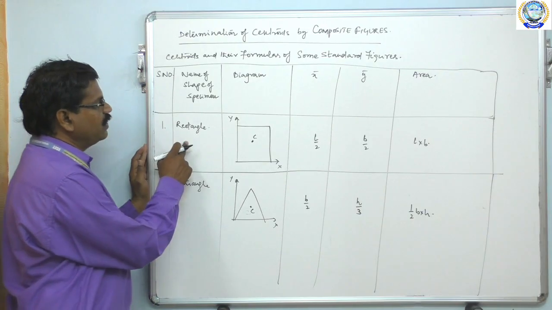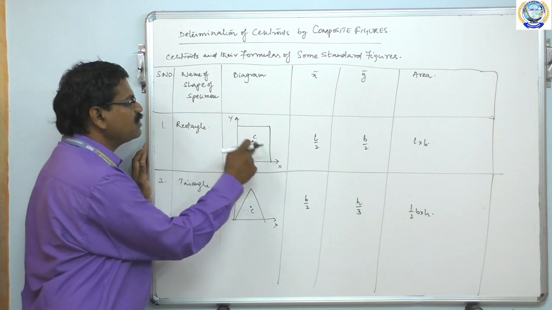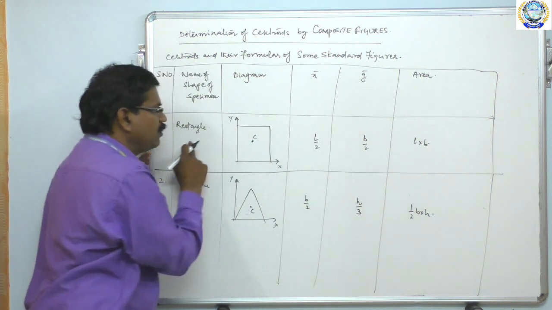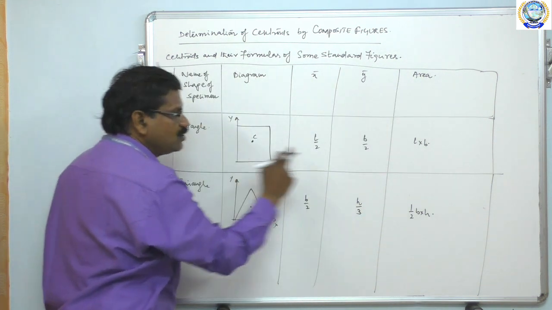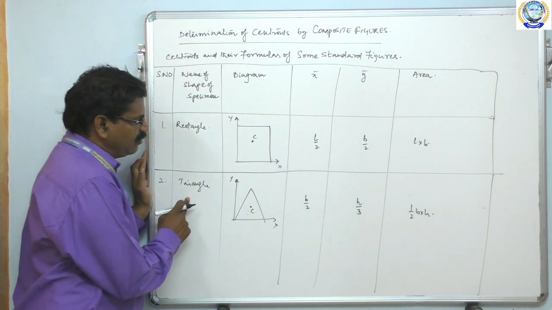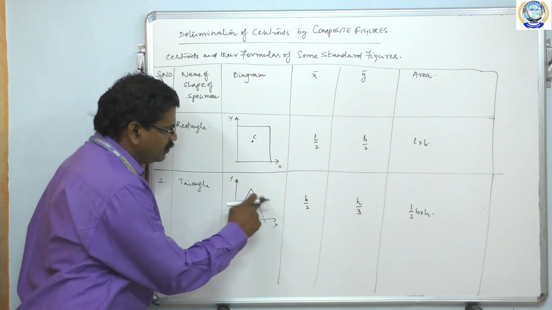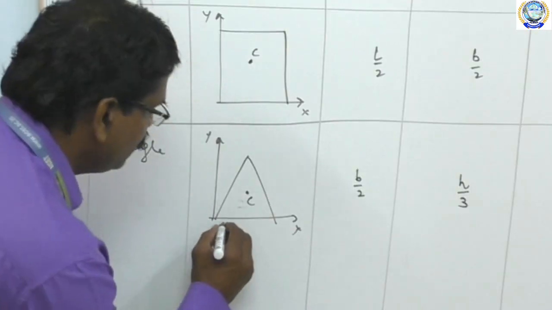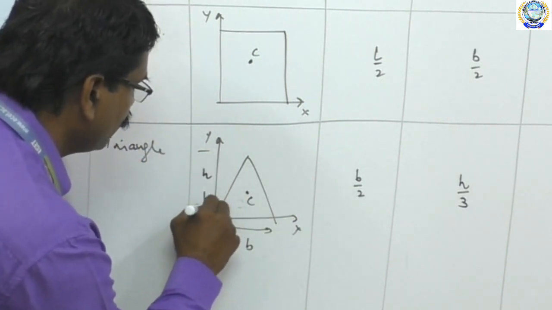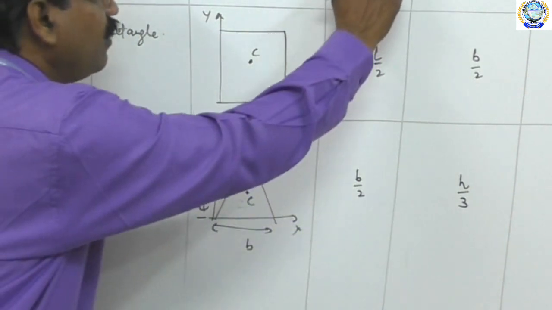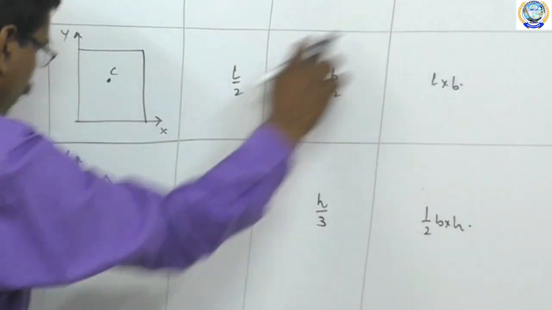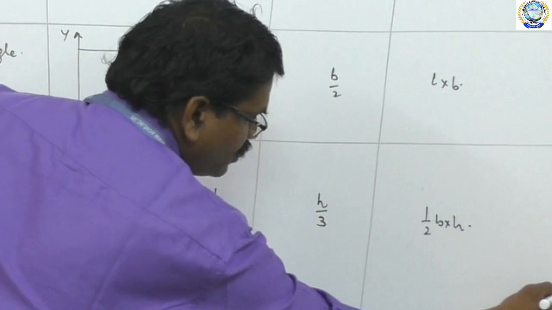So the first specimen is rectangle. The shape will be drawn in xy plane like this. The x coordinate of rectangle is L by 2, y coordinate of rectangle is B by 2, and area of rectangle is L into B. Similarly, go for the second shape, triangle. In xy plane, the triangle will be drawn like this. Imagine that this is B, which is called base, and this is H. So the x coordinate of triangle is B by 2, y coordinate of triangle is H by 3, and the area of triangle is 1 by 2 BH. This is the second diagram.